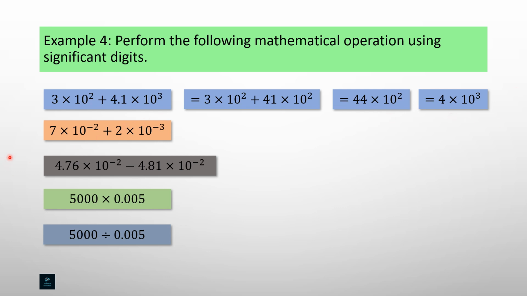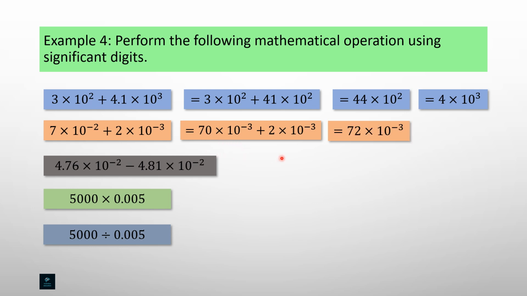In the second expression, we have both terms having one significant digit. So the result will also have one significant digit. Now to add, we have to match the exponent terms. Therefore, 7 times 10 to the power minus 2 can be written as 70 times 10 to the power minus 3. Adding the base terms, we get 72 times 10 to the power minus 3, and dropping off the insignificant digit, we get 7 times 10 to the power minus 2.